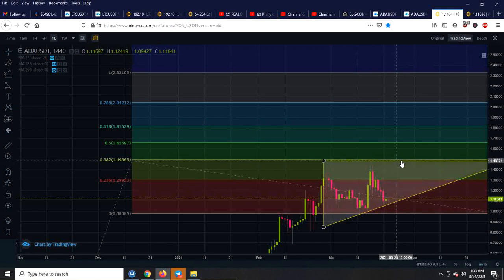Honestly, when I say honestly, I'm joking, just a figure of speech. I would expect to see several touches on the top of this triangle and several touches on the bottom.